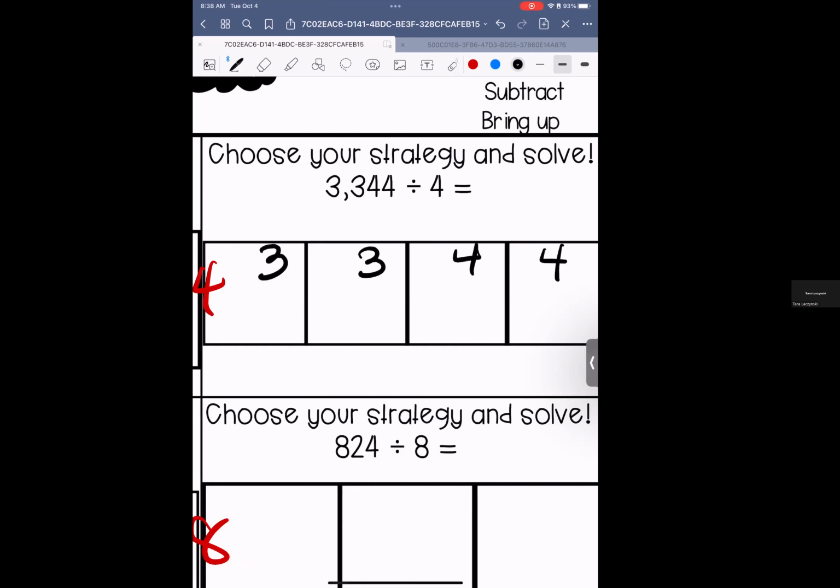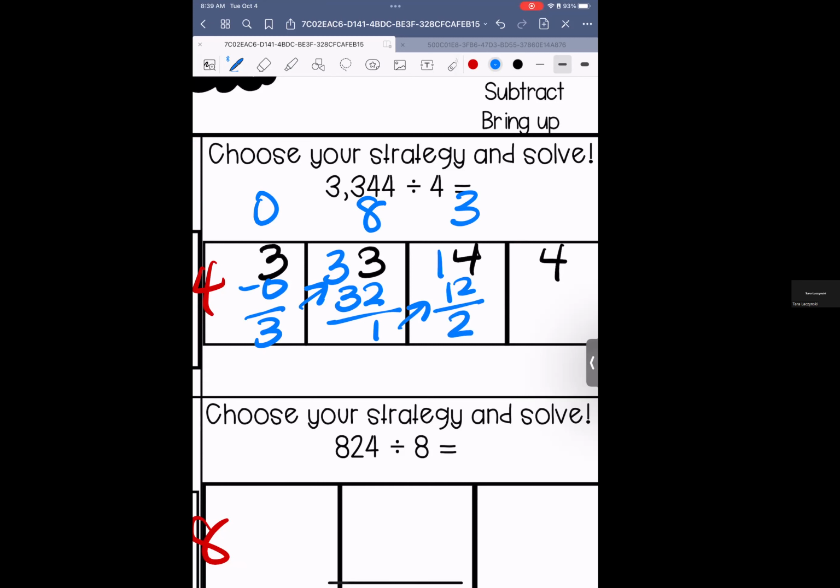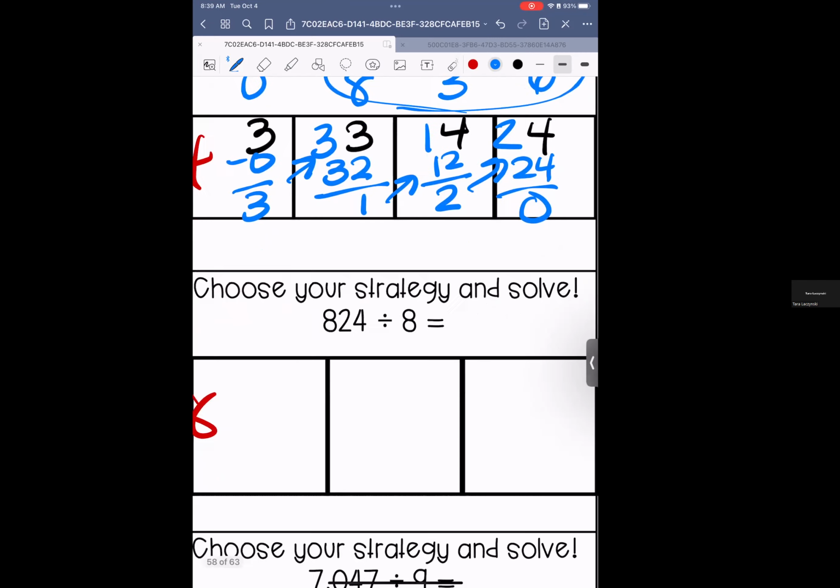Over here we have 3, 3, 4, 4. Again, dividing by 4. 4 does not go into 3. No way, but it does go into 33. 8 times. That's the closest we can get because 4 times 8 is 32. Subtract for 1. It goes into 14. 3 times is the closest, which gives us 12. Subtract for 2. 4 into 24. 6 times on the nose. Nothing left. Our answer is 836.